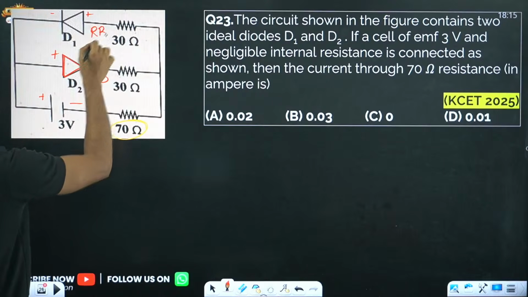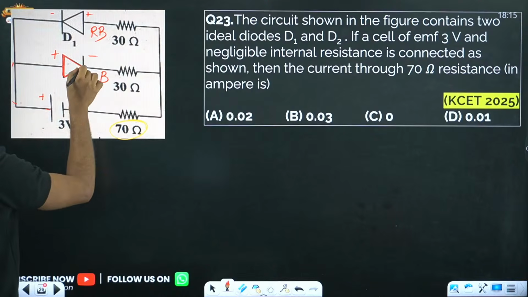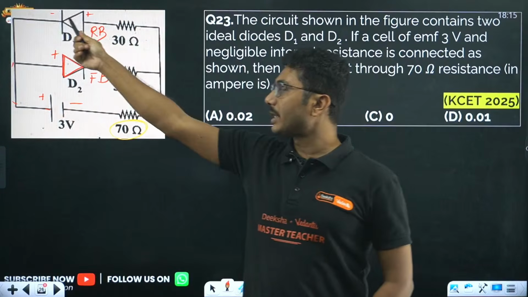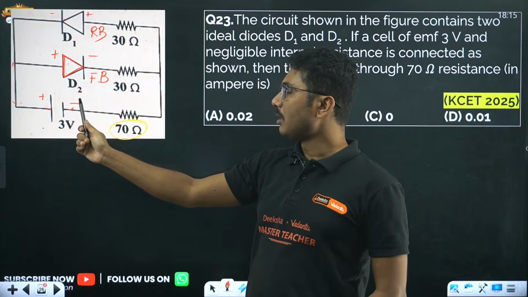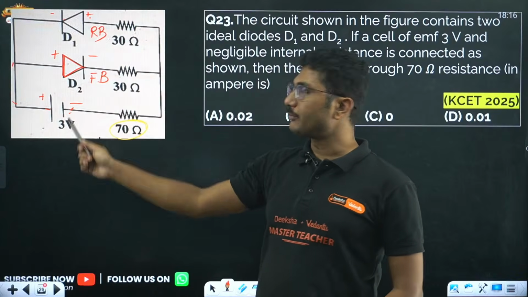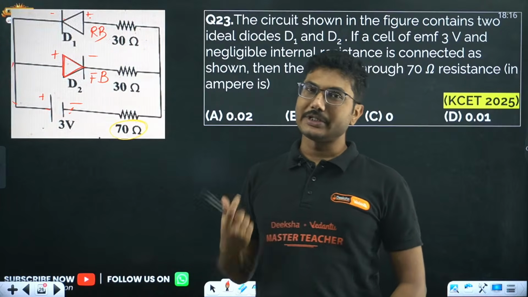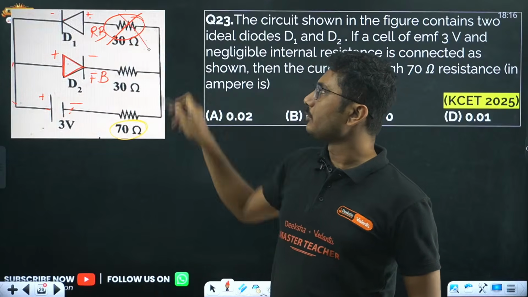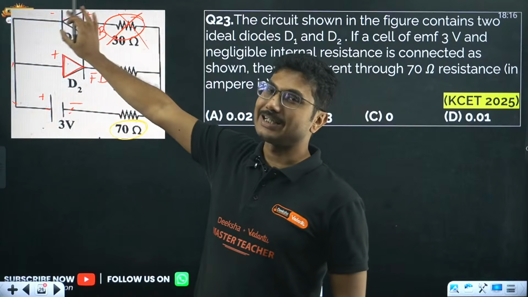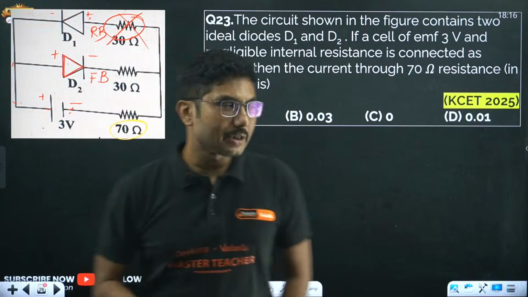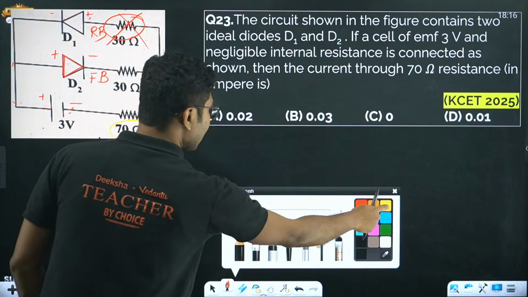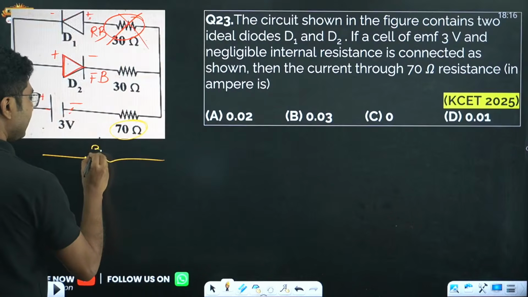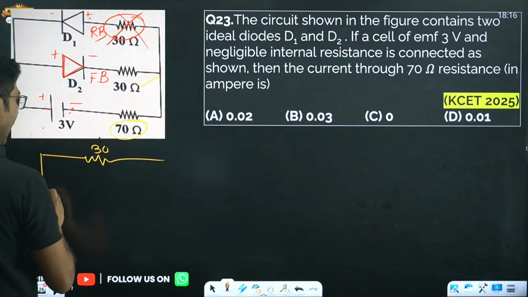whereas the other diode is reverse biased. If positive is connected to positive and negative to negative, we say the diode is forward biased. But if the negative of the battery is connected to the positive side of the diode, then the diode is said to be reverse biased. Reverse bias means no current passes through it. This diode is disconnected from the circuit. So if you simplify the actual circuit, this is just a 30 ohm resistance connected with a cell.